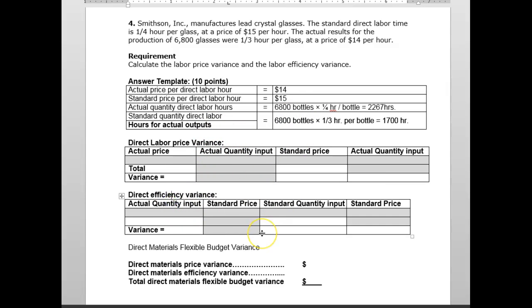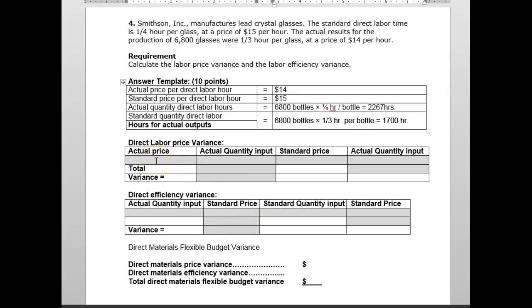So now look at the direct efficiency, and you're going to see a problem. The actual quantity used was 2,667 hours. The standard quantity that should have been used was 1,700. So we used more hours than we should have, right? But we paid less for it. Now the question becomes, is it because we paid less for that that we use more hours? But right now we're just going to figure out the variances.